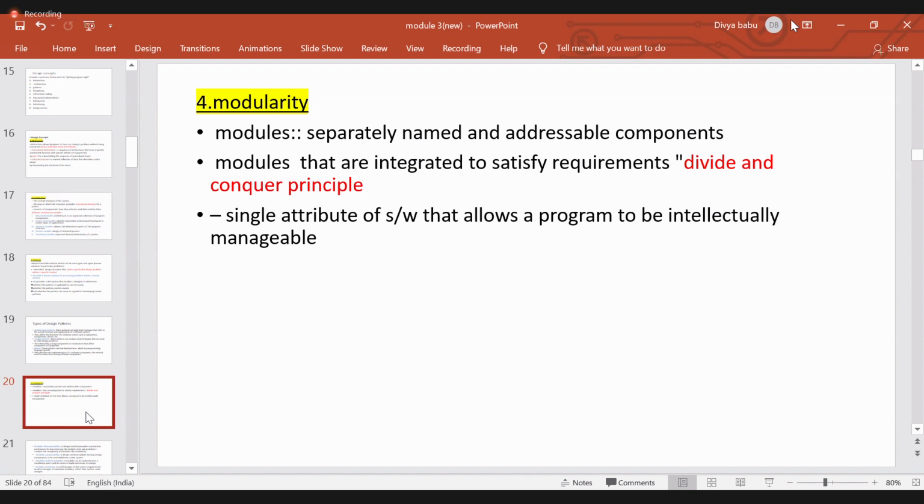The same principle we can apply here in software also. If you are going to prepare complex software, you can divide the software into different modules. Each and every module is logically independent.